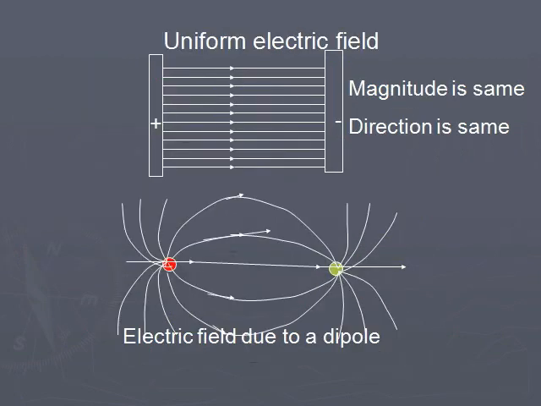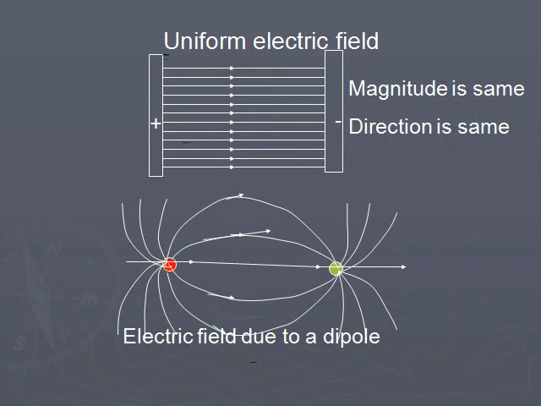We define a uniform electric field as an electric field in which the magnitude is the same at all points and the direction of the field is the same at all points.